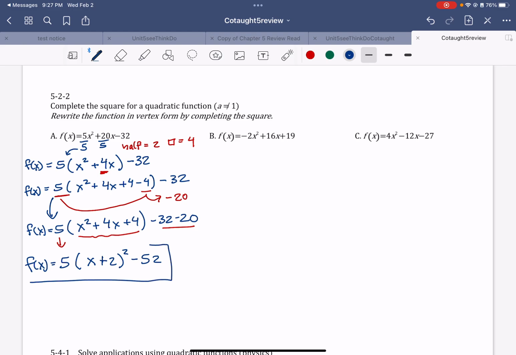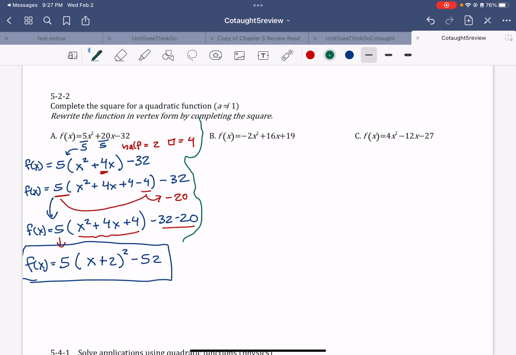So it does take a couple more steps, so you're going to need a little bit more space. And you just have to remember to pull the a out at the beginning, and then make sure you distribute it in this right here. You have to distribute it right here in order to get that negative term out of your parentheses. All right.